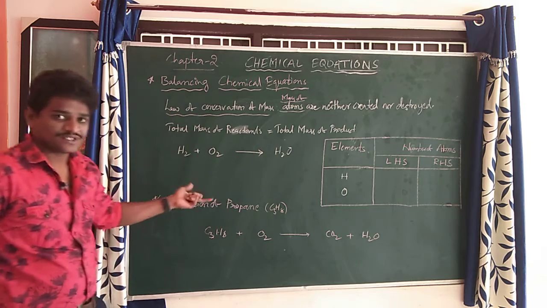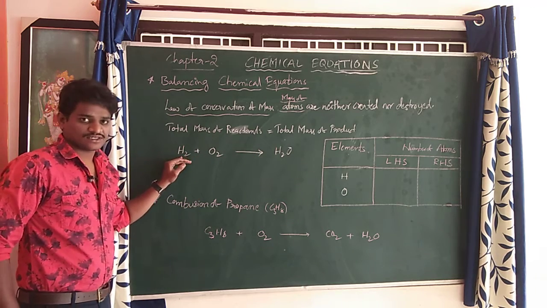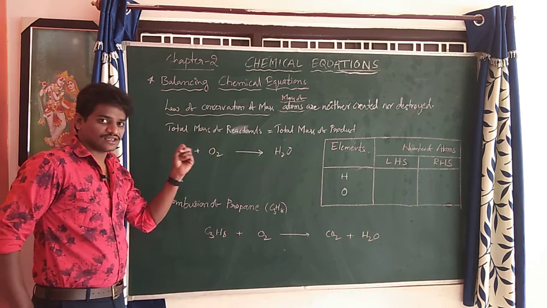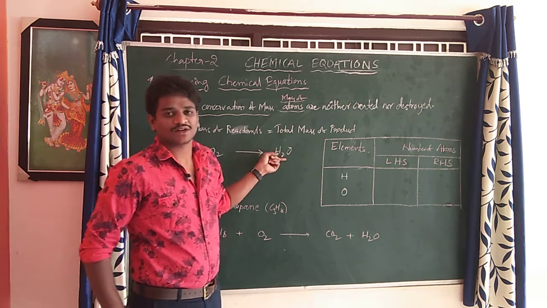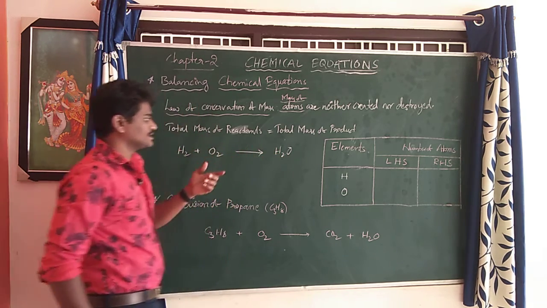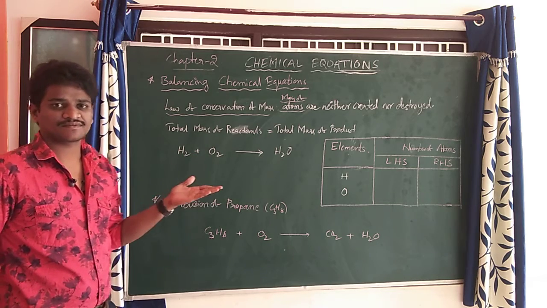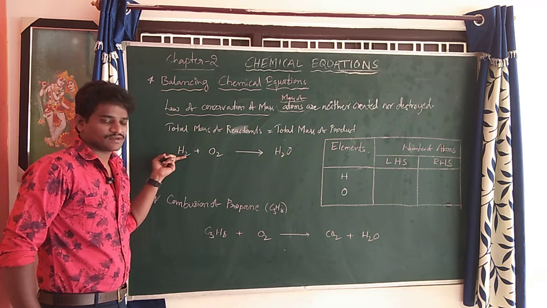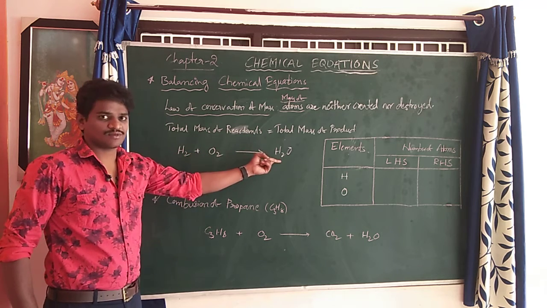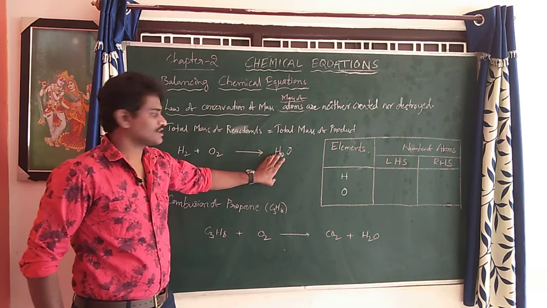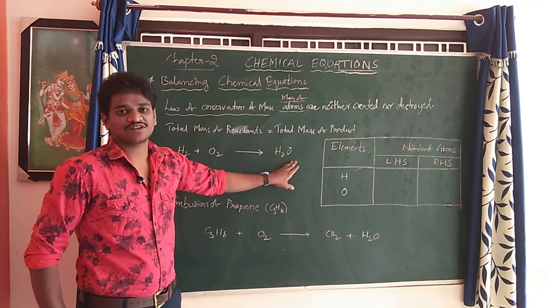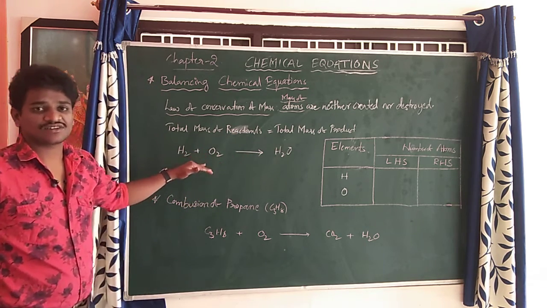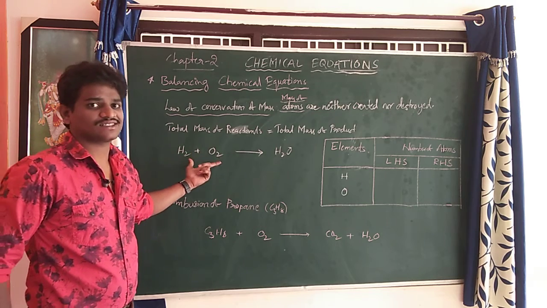For example, we can observe one reaction: hydrogen gas and oxygen. When hydrogen and oxygen react with each other, water molecules will form. Is this equation balanced? No, it is not balanced. Why? Because here there are two hydrogen atoms and two oxygen atoms. Coming to the water molecule, hydrogens are two, so hydrogens are balanced, but oxygen is not balanced. So this reaction is not balanced. It is an unbalanced equation.